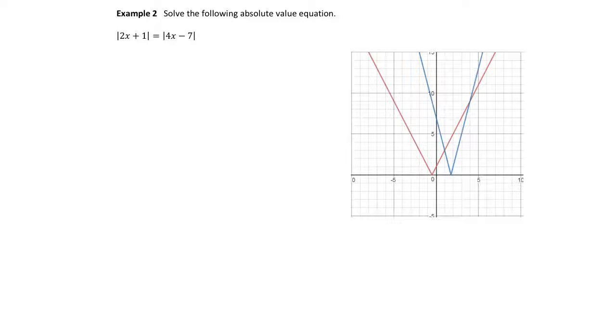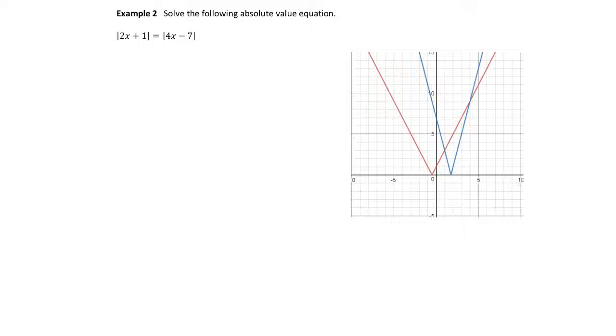And for example 2, same question, but now I'm looking at an even more complicated absolute value equation. This time, I still have the absolute value of 2x plus 1, but I'm not setting it equal to a number. I'm setting it equal to another absolute value equation. And over here, I just graphed both of these. And this time, there are two separate absolute value equations.